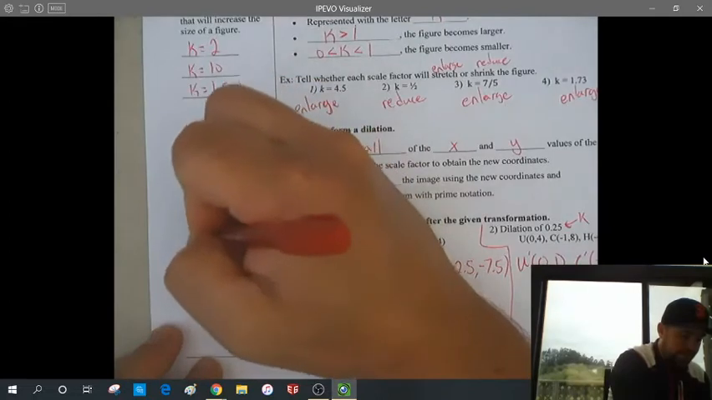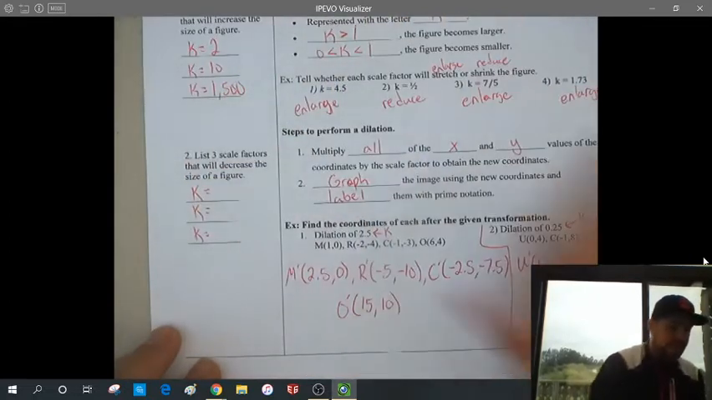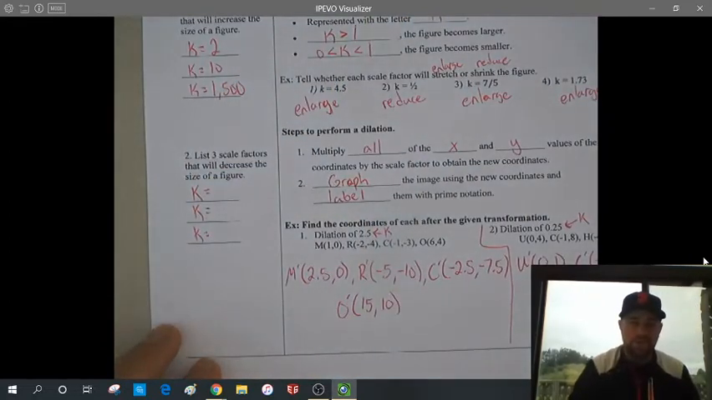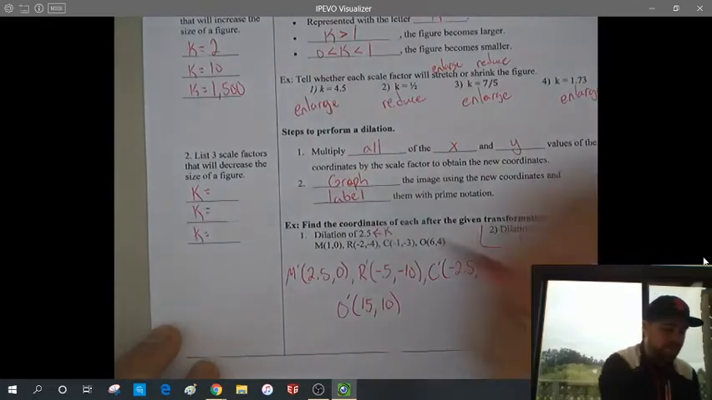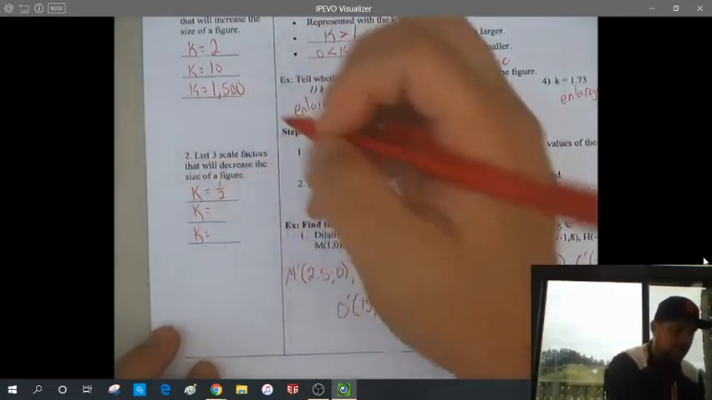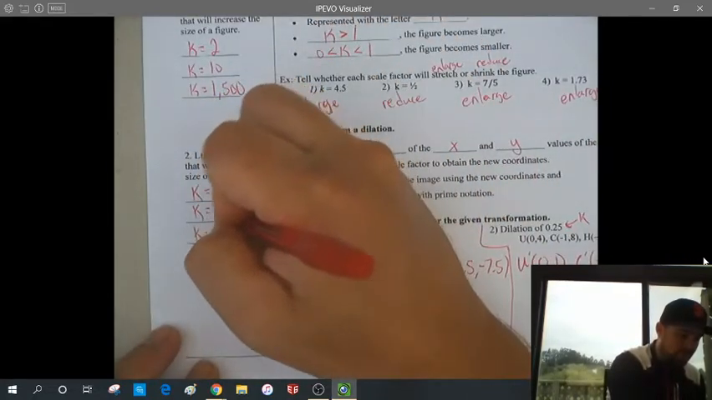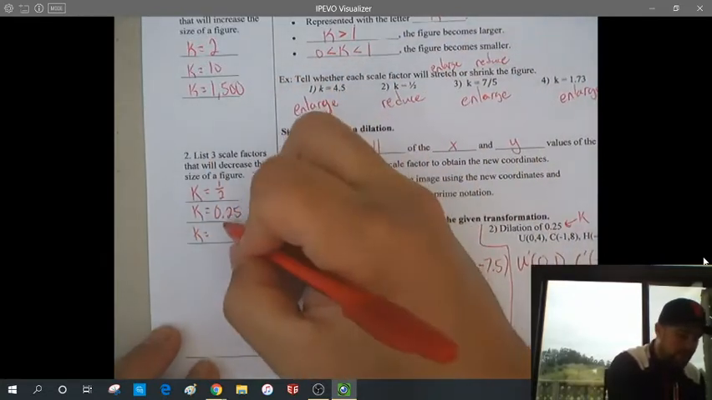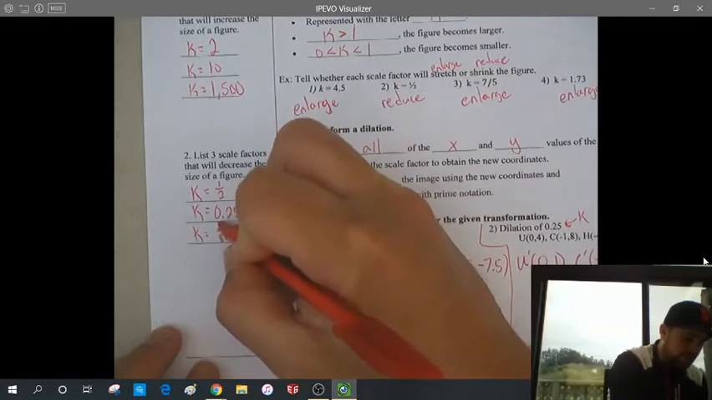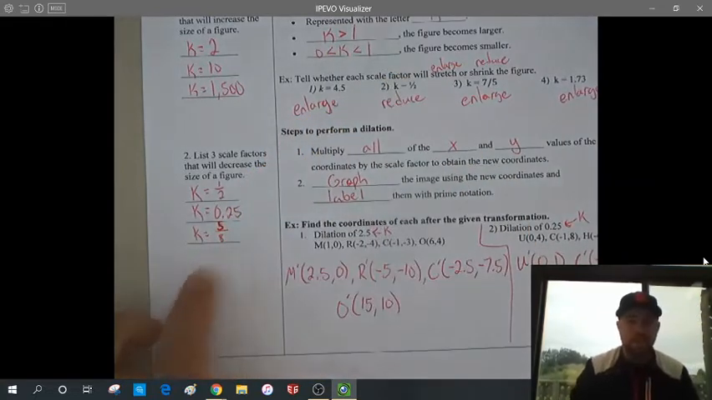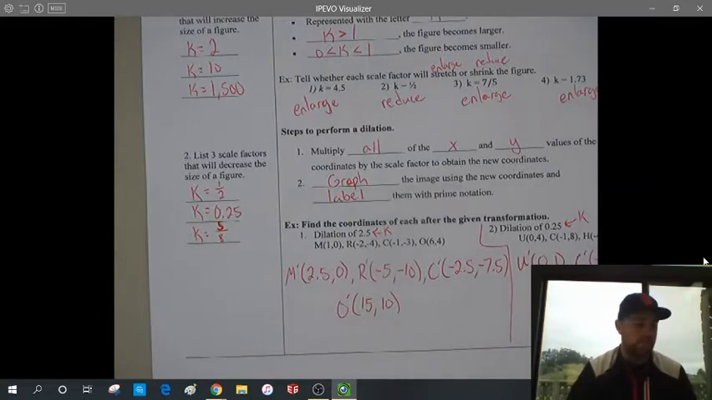Then 3 scale factors that would reduce the size of the figure, or decrease it. To do that we need scale factors that are between 0 and 1. So if I have something like 1/2, that'll do that. 1/4 or 0.25, like we saw, will do that. Any fraction that has a smaller numerator than denominator is between 0 and 1, so that would do that. So something like 5/8 would also reduce it.